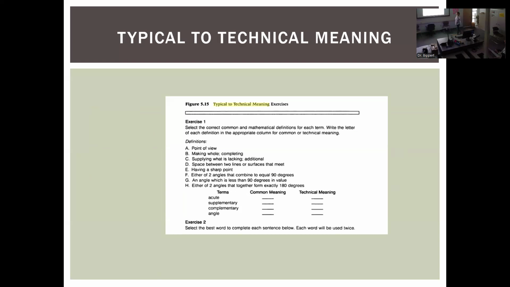It says exercise 1, just an example of what you might do. Select the correct common and mathematical definitions for each term. Okay, so common meaning for acute. What's the technical meaning for acute? You put the A, B, C, D through H in each blank. So they know what the word means in the real world and everyday language in the typical sense, but they also understand what it means in the technical sense.